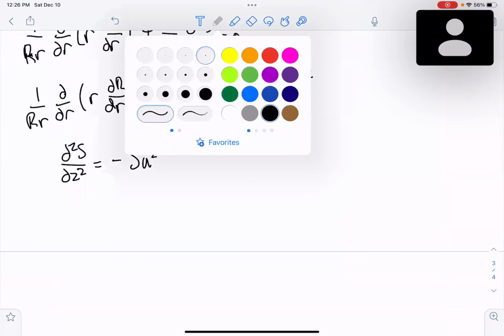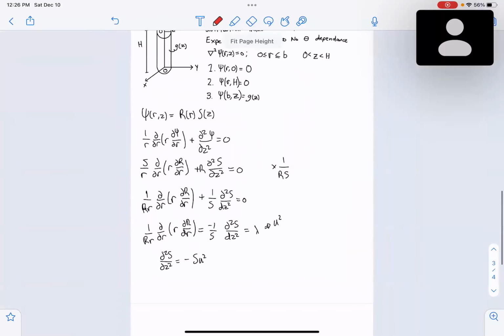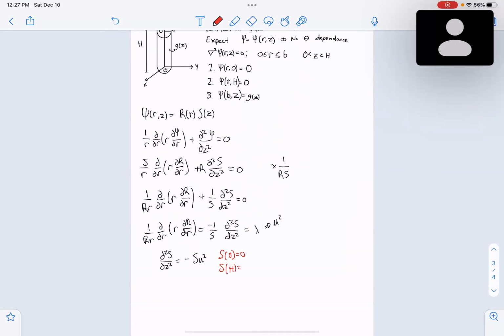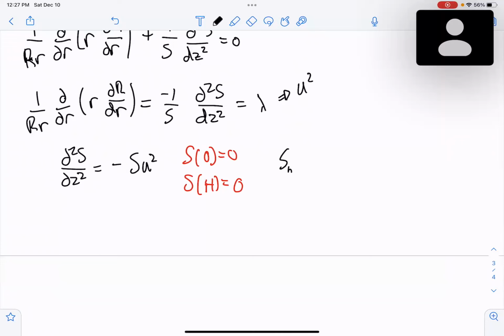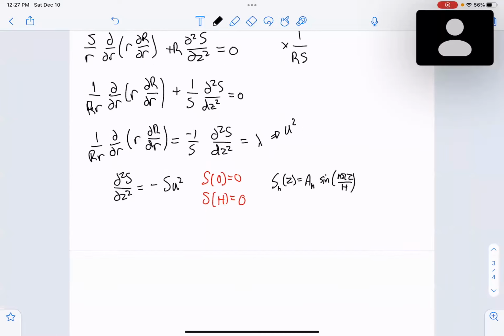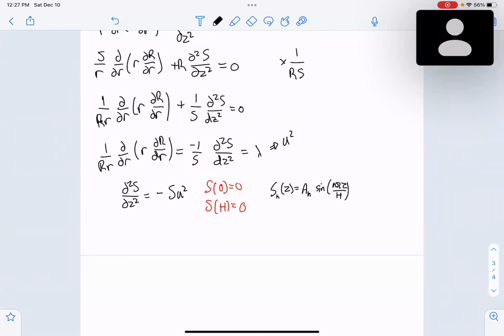And again, I should mention from up here, we have our boundary conditions. If you look at these two, we can write them in terms of S, because they're only in terms of the height z. So we have S of 0 is equal to 0, S of h is equal to 0. Straightforward enough. Now you should realize this is essentially just BVP1, and it should be pretty trivial to solve. S_n of z is equal to A_n sine of n pi z over h. Again, h is our height there, so straightforward enough.